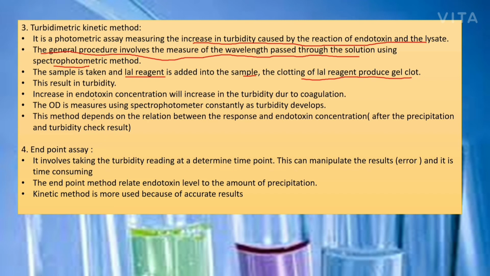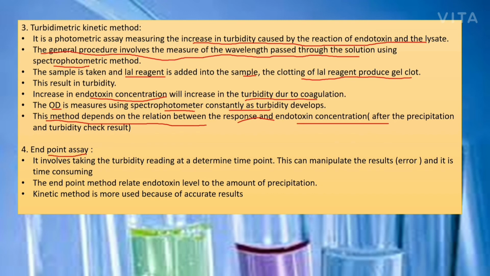Obviously, if there is any solid formation, any clot formation, that will result in turbidity of the solution. If there is an increase in endotoxin concentration, there will be an increase in the turbidity, because the coagulation will increase, right? So this is measured by taking the optical density of the solution using the spectrophotometer, and these readings are taken constantly as the turbidity develops. This method depends on the relationship between the response and the concentration of the endotoxins.